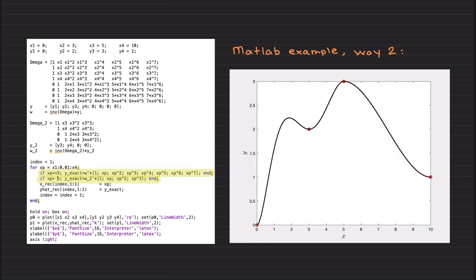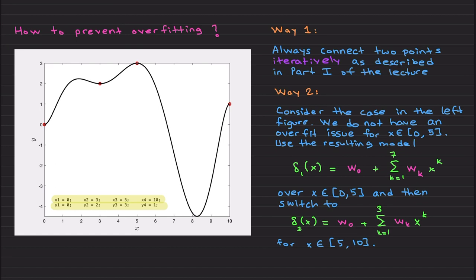So I just described 2 ways to avoid overfitting, and in my personal preference, I would like to connect iteratively all the points from 1 to 2, 2 to 3, 3 to 4, the way I described at the end of part 1. But if you would like to use a higher order polynomial, of course you can use it. If you see interesting overfitting cases that you should avoid, you can also consider way 2.